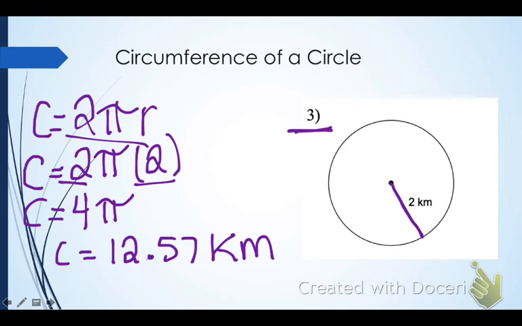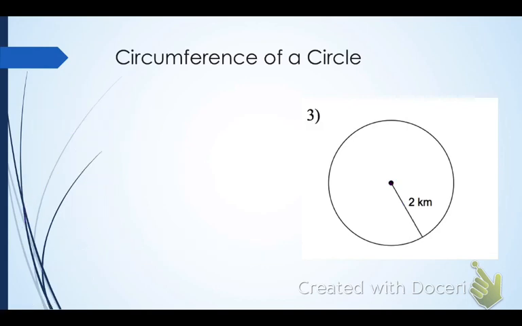Alright, and that is the 2 ways that you can find the circumference of a circle, depending on whether you're given the diameter or the radius.